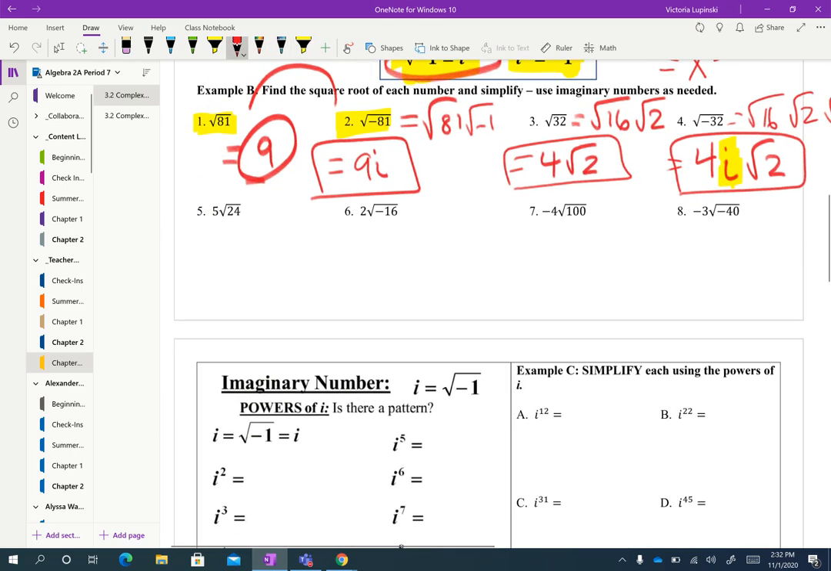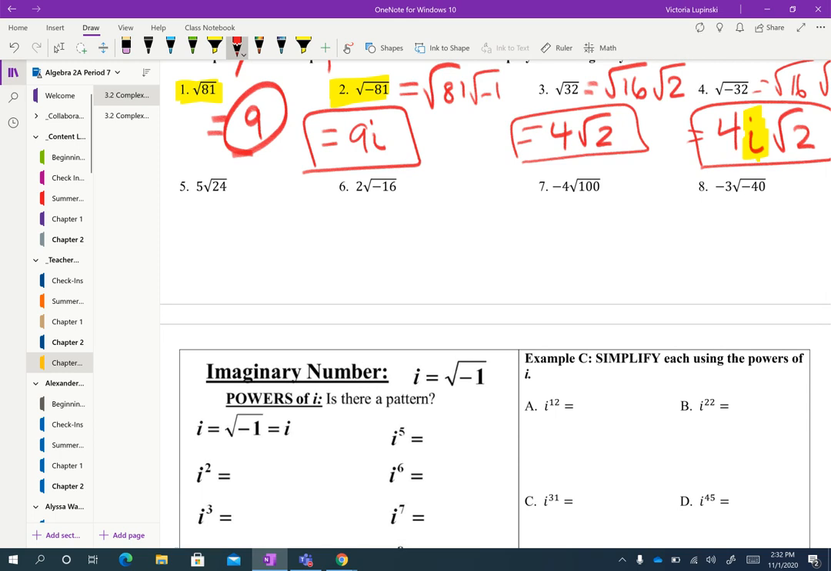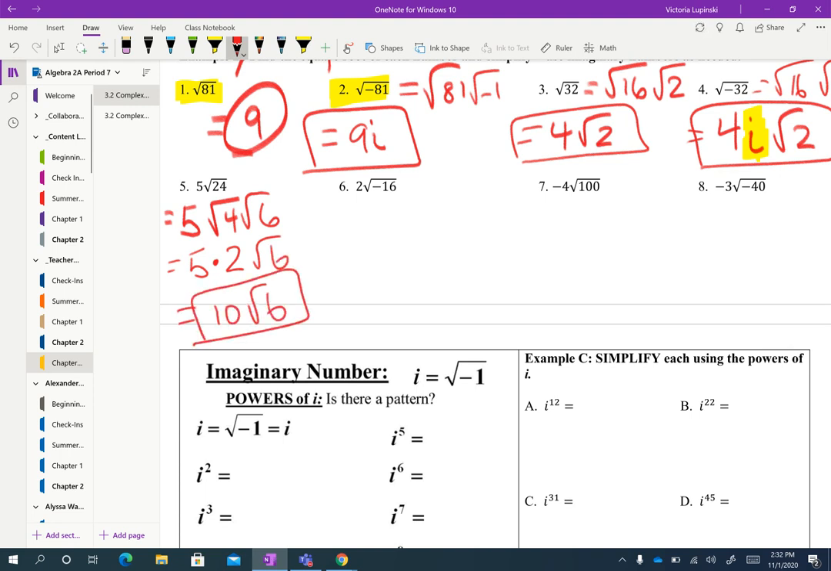So then let's take a look at some harder versions of these. So 5 times the square root of 24. Again, no imaginary numbers are going to happen because there are no negatives. You're going to leave the 5. You're going to break the square root of 24 into the biggest perfect square, which is 4, times 6. Then the square root of 4 is 2. Now that the 5 and 2 are both on the outside, those are going to multiply. 5 times 2 is 10, radical 6.